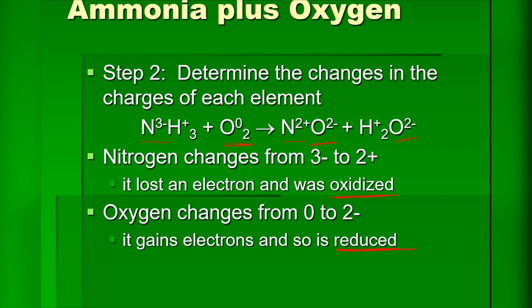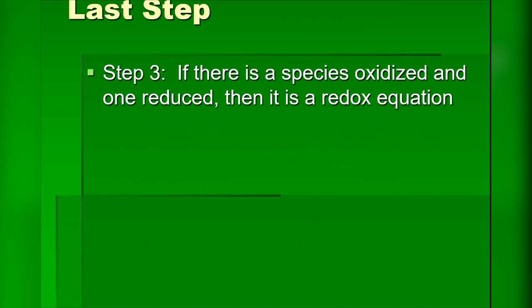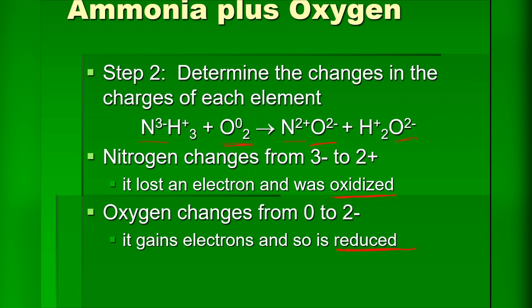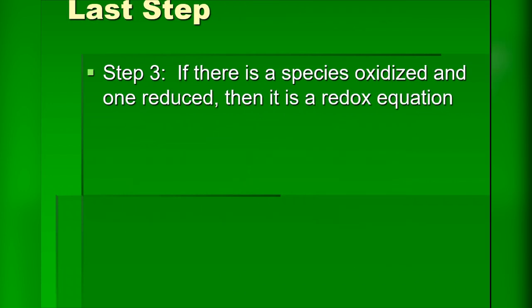Got it? That's how we decide on chemical reactions, whether it is oxidized or it is reduced. If there is a species oxidized and one reduced, then it's a redox equation. So this equation we just solved, this is a redox equation because one is oxidized, one is reduced. That was a short and sweet story about oxidation reduction.